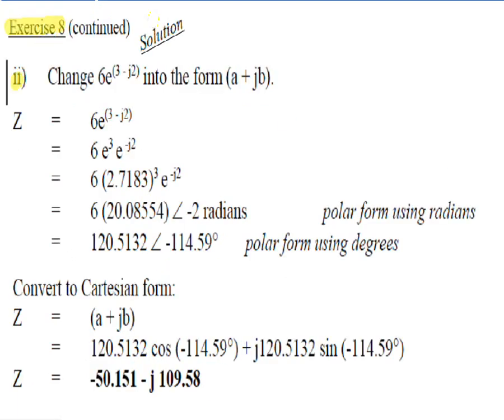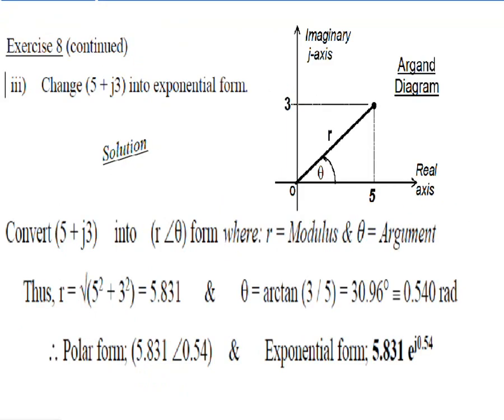Exercise 8 part 2 solution. Again we're changing from the exponential form into Cartesian form here, making use of the first law of indices along the way. Exercise 8 part 3. I've just sketched the complex number given, the Cartesian 5 plus j3, on the Argand diagram, so I know clearly where my phasor resides before I start converting to polar form. Finally got to end up with exponential form in this case.